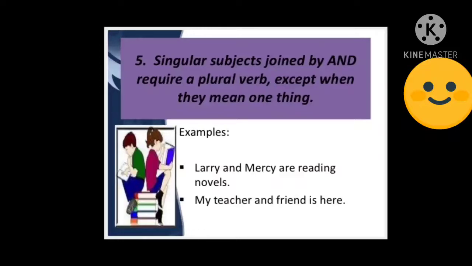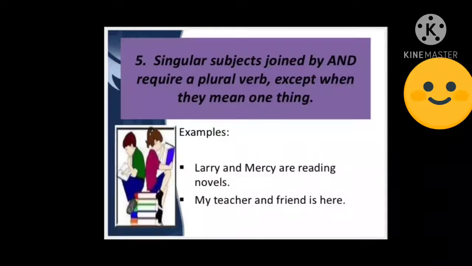So, are reading novels. My teacher and friend. Here my teacher is one subject, friend is another subject. As usual, these two nouns are connected by and, but both convey the same meaning. That means one and the same person. Here my teacher and friend both are a single person. So, here we are using a singular verb. Remember the difference between the first example and the second example. In the first example, two nouns are connected by and, and refer to two persons, and we generally use a plural verb.